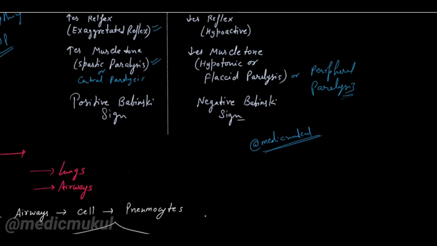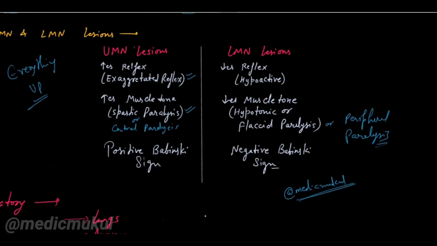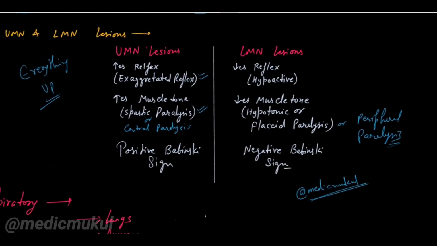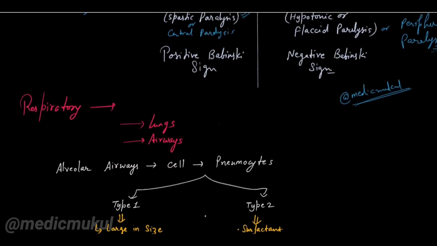So there is the positive Babinski sign. It is shown by what? It is shown by upper motor neuron lesions, and lower motor neuron lesions show a negative Babinski sign. They don't show the Babinski sign. So this is all about our motor neuron descending pathway and ascending pathway.